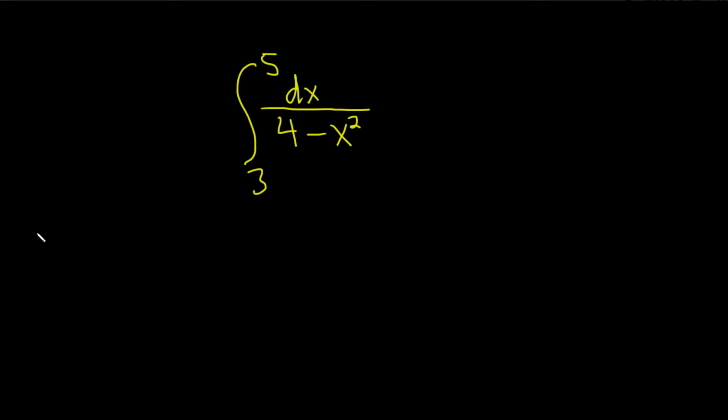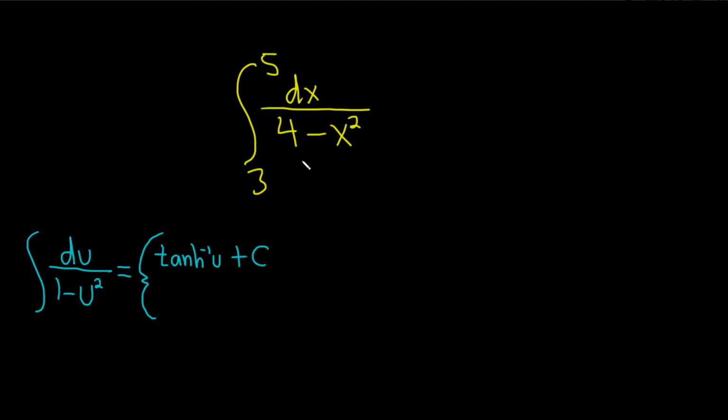So the formula we're going to use is a very peculiar one. It's the integral of du over 1 minus u squared. And this is equal to the following. So you actually have two cases. Case one, it's equal to the inverse hyperbolic tangent of u plus c, and this will be valid if the absolute value of u is less than 1. The other case is it's equal to the inverse hyperbolic cotangent of u plus c, and this will be valid if the absolute value of u is greater than 1.